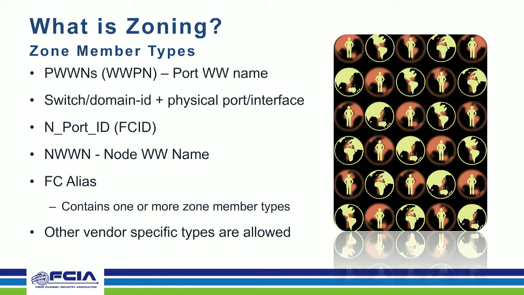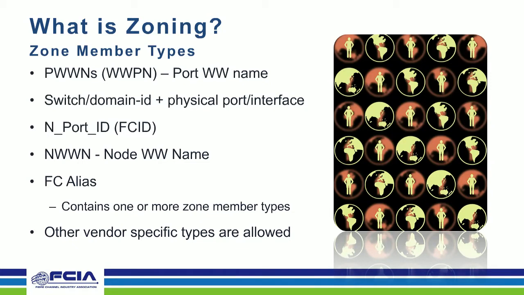But you can also zone by things like switch and domain ID, or physical port and interface. And you can zone by the endport ID, which is otherwise known as the FCID, which is the 3-byte layer 3 address that is assigned by the switch. You can zone by the node WWN, which is a hierarchy higher than the PWWN. But the other big one is these aliases, zone aliases or FC aliases. These are just names that you give them. And underneath those names, you can have one or more end devices, specified as WWPNs.